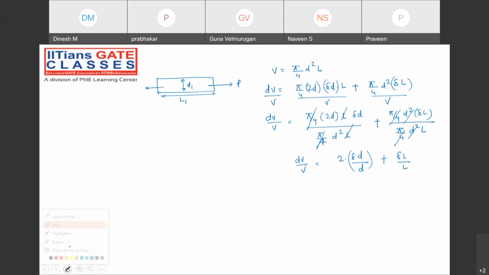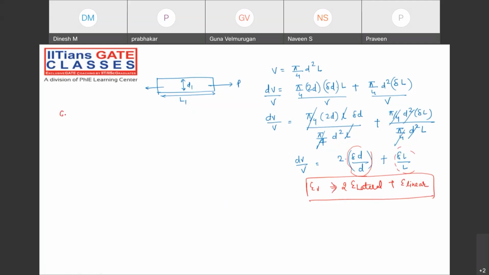My dear friends, you know that this is called what? What do we call this thing? 2 times lateral strain plus longitudinal strain. Yes or no, guys? We also call linear strain sometimes. Please note down. Very, very important.